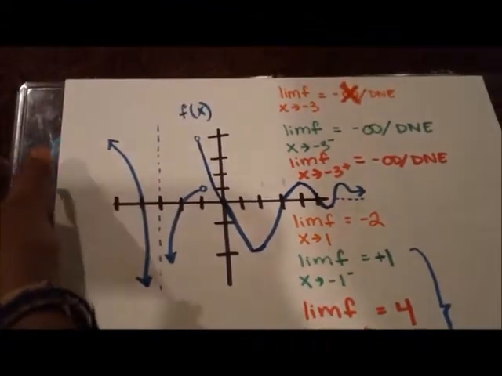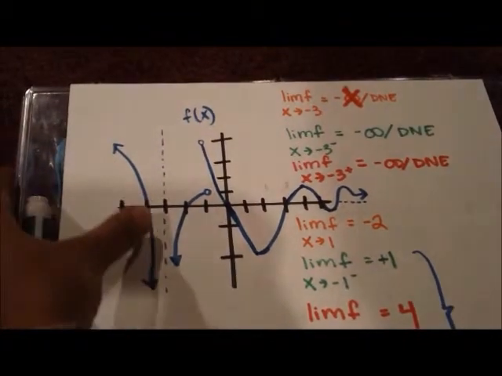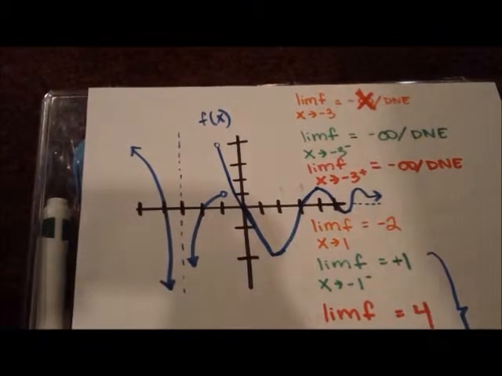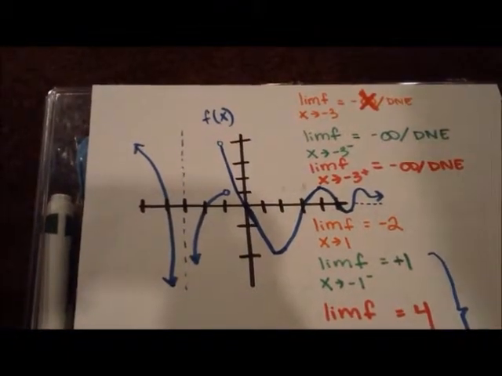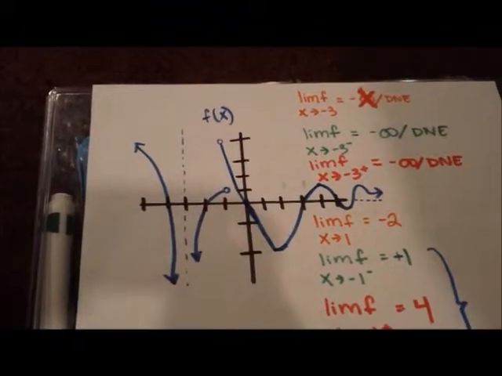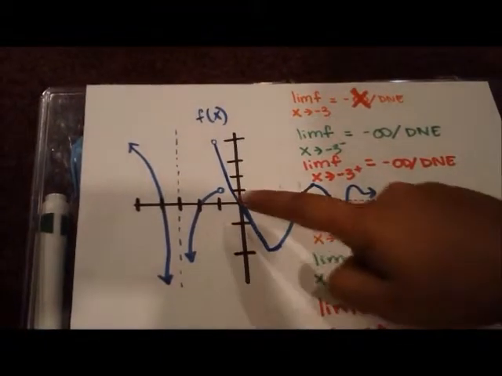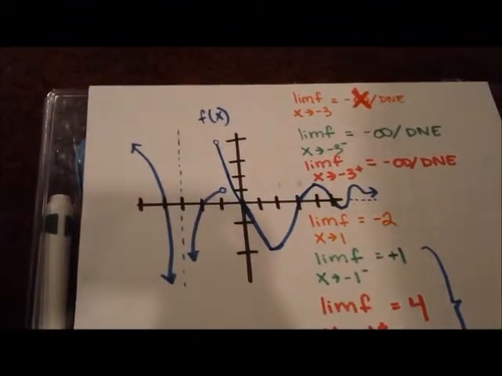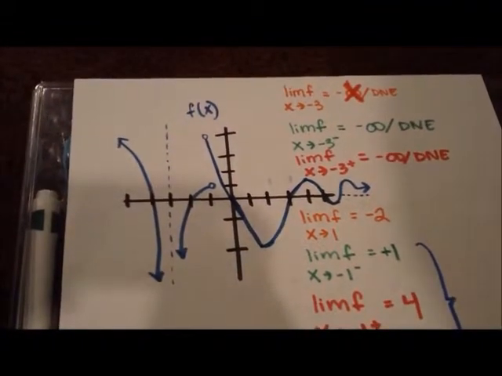If this function approaches negative 3 from the left, as we can see, it goes down, which means that the limit is negative infinity or does not exist. As the function approaches negative 3 from the right, it also goes down, which once again means that the limit is negative infinity or does not exist.